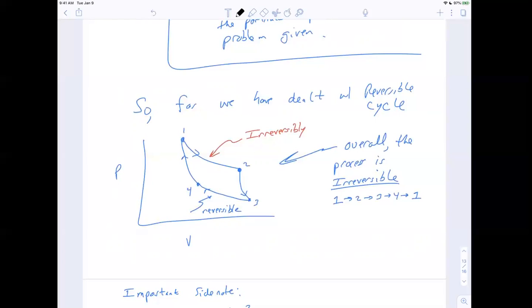And I really shouldn't say the Carnot, irreversible Carnot, because Carnot is defined by reversibility. So this is some other general, some arbitrary process. This is not a Carnot process because the Carnot is defined as being reversible in all of its stages.